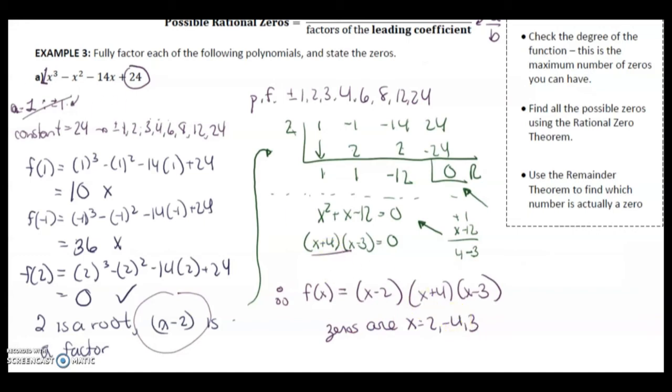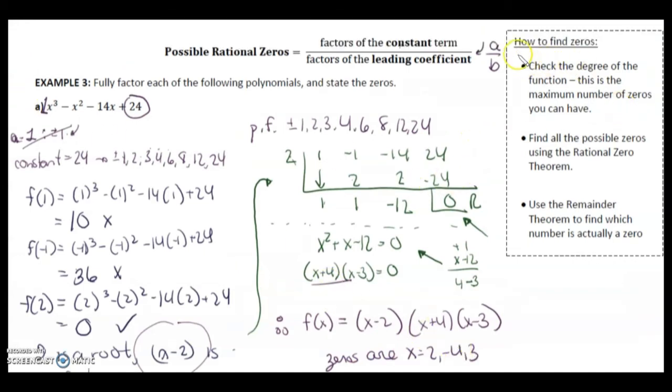Okay. While we have this up, I'm going to read this. So how to find the zeros. First, what you want to do is check the degree of the polynomial. In this case, we have degree 3. Therefore, the maximum number of zeros that we have is also 3.